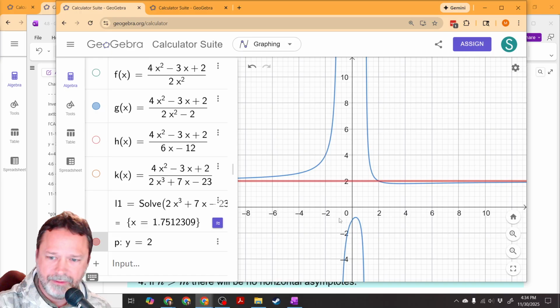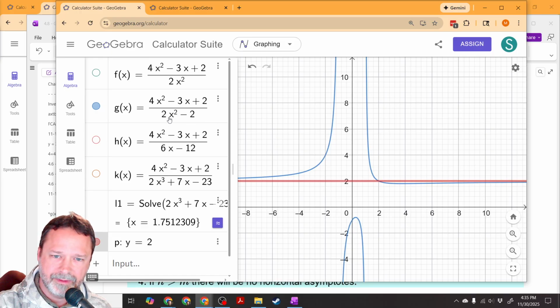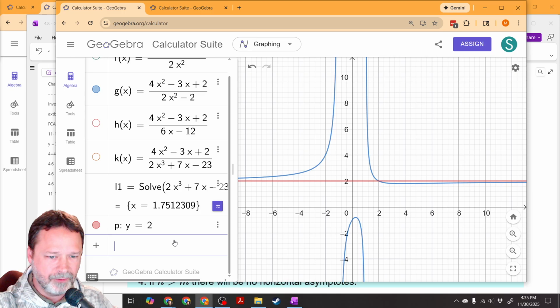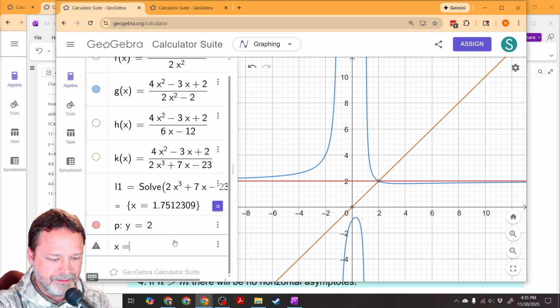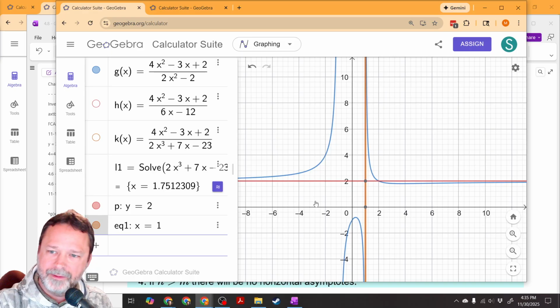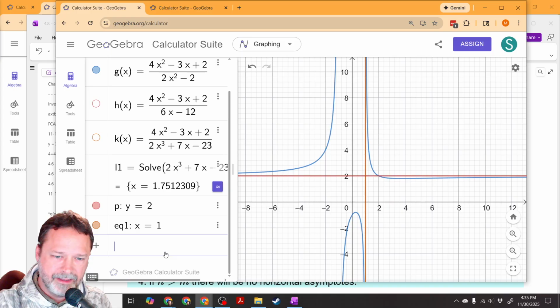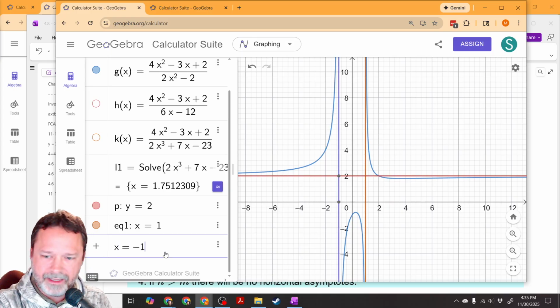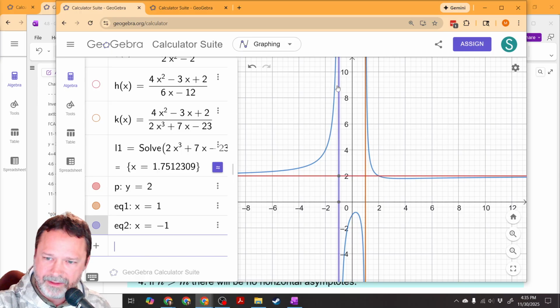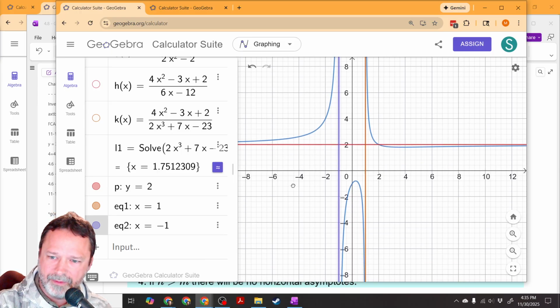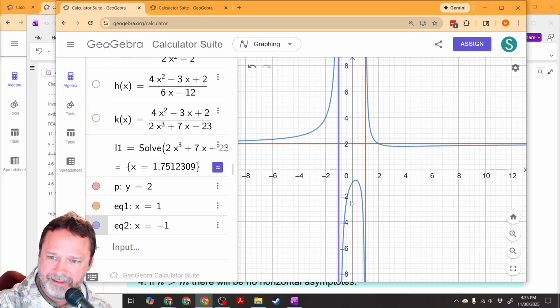In fact, I have two of them, because 2 times x squared minus 2 is 0 in two places. It's at 1 and negative 1, I think. So we can go x equals 1. We can see there's a vertical asymptote. And x equals negative 1 gives us another vertical asymptote. So you can see these vertical asymptotes, and see the horizontal asymptote.